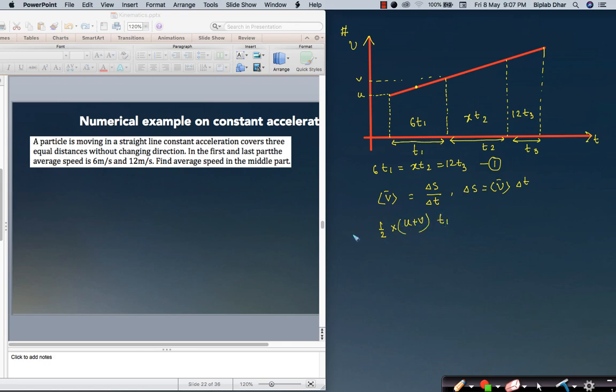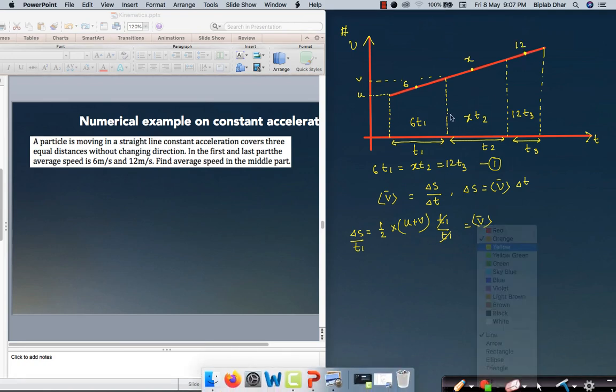This is the area under the graph, this is delta s, and if I divide delta s by t1, then I will find the average value. Average value is equal to (u+v)/2 only, right? So this is the midpoint of this (u+v)/2. Similarly, it is the midpoint of this line. Say it is x, right? It is (u+v)/2, which is given as 6, and this is (u+v)/2, which is given as 12.